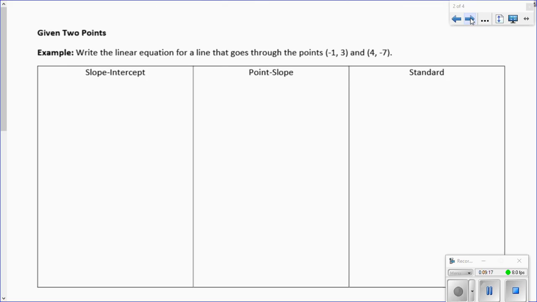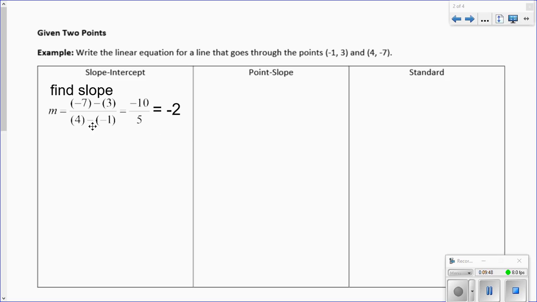Next one is given 2 points. So very similar to given a point and a slope, the only difference is they didn't give us a slope. Now, it did give us 2 points, which means we can find the slope. So we're doing a little extra work, but not much. So this one I'm going to start with slope-intercept. First thing I'm going to do is find the slope. I'm going to plug it into the y2 minus y1 over x2 minus x1 thing. And I get negative 10 over 5, and I need to reduce that.